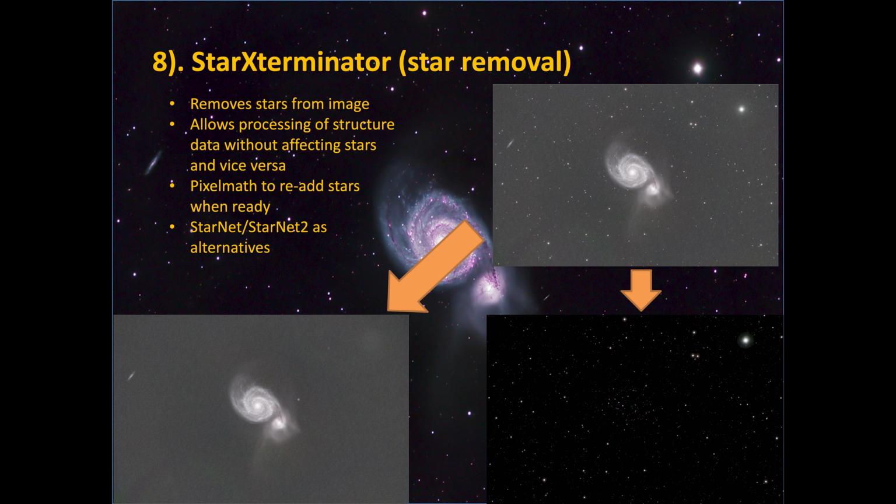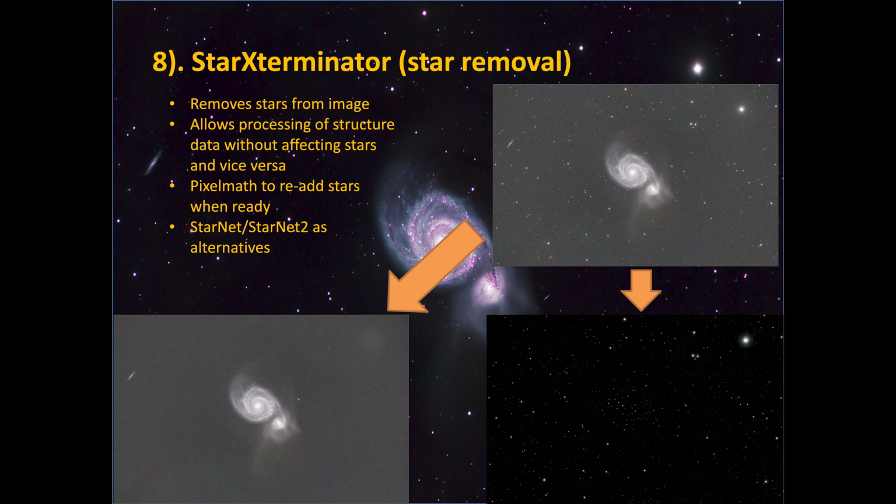All right, Star Exterminator. Any guesses as to what this does? This will remove your stars, and this is a big deal. When I first started processing, I would process everything as one image with the stars in there. You don't think about the stars too much when you're shooting a big nebula or a galaxy. But I've found that protecting the stars, and protecting the color in the stars and how much they may or may not bloat if you stretch things, really does make a big impact on a good image.